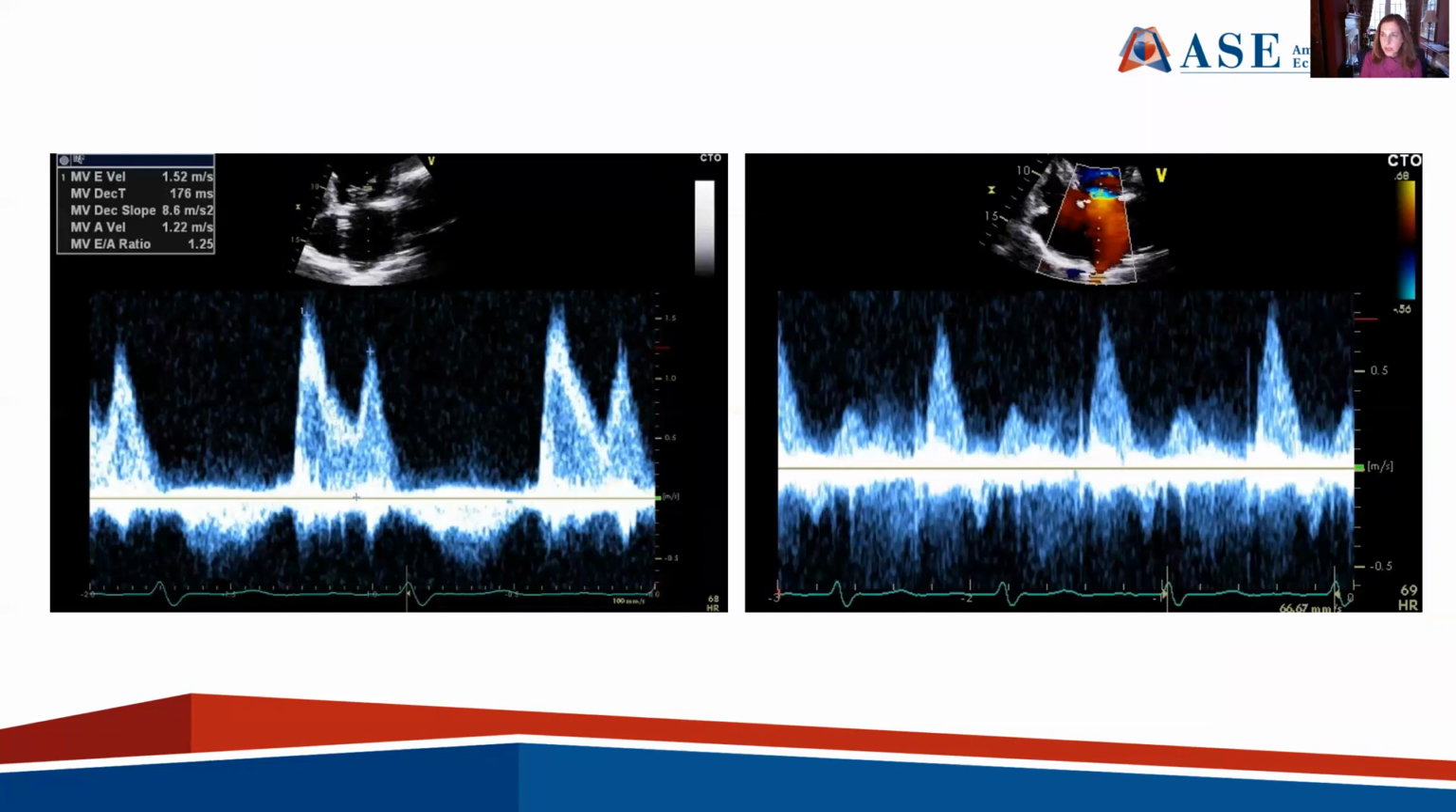If we look at other parameters of mitral regurgitation severity, we see that there's E wave predominance. And then in the pulmonary veins, we have a very blunted S wave with a hint of systolic flow reversal. So despite the ERO suggesting moderate regurgitation, the mitral inflow and the pulmonary veins suggest that it is severe.